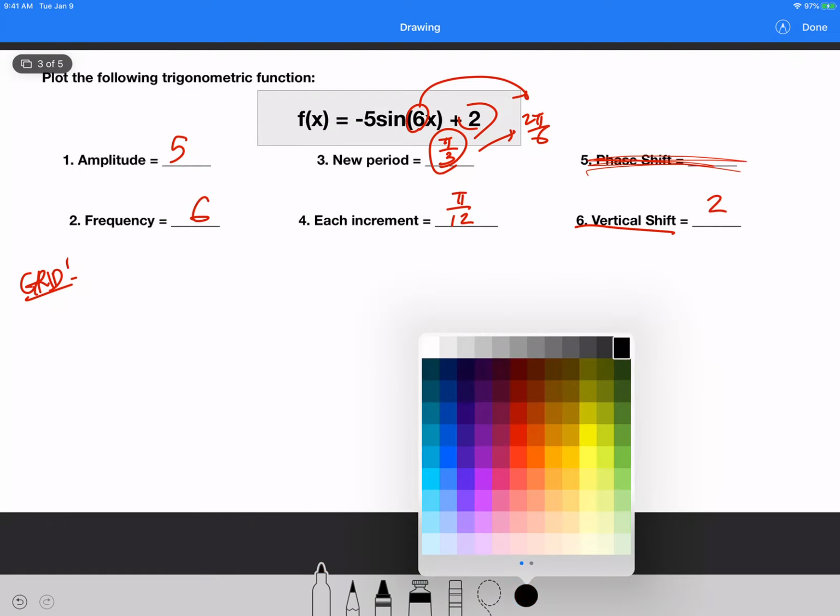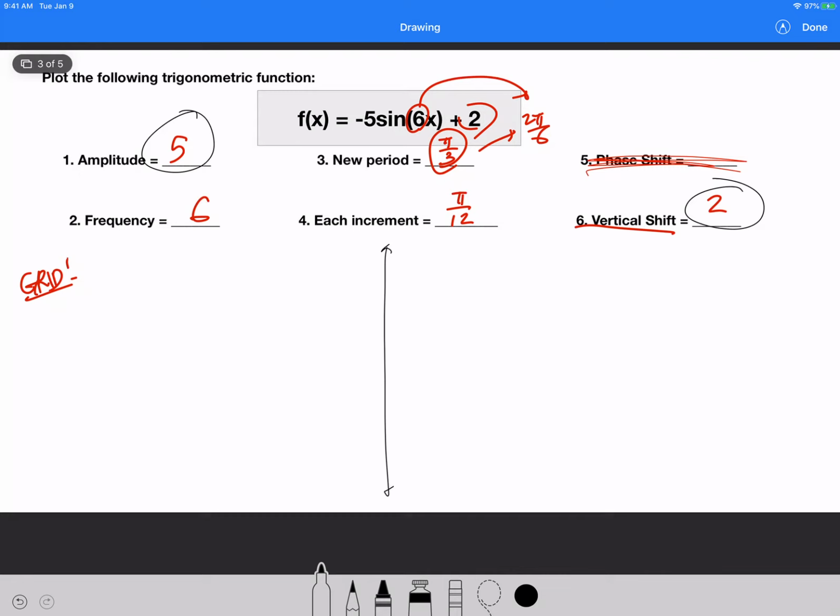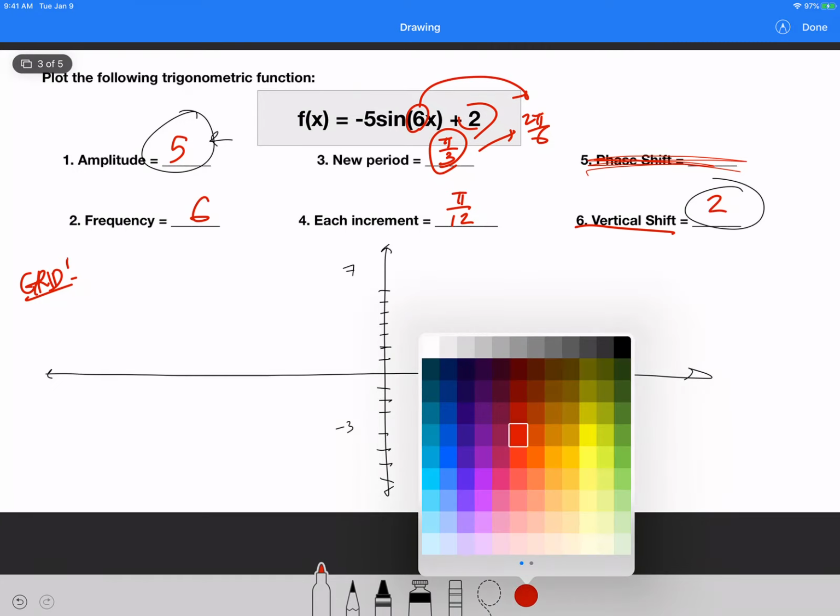Now, I'm going to be using this grid, and so if I know that the amplitude is 5 and the vertical shift is 2, amplitude is pretty big, so I probably want to make my y scale just a little bit small. 3, 4, 5, 6, 7, because I know it goes all the way up to 7. And then starting at 2, I go down 5, which would end up at -3. So I know my framework where it needs to be.